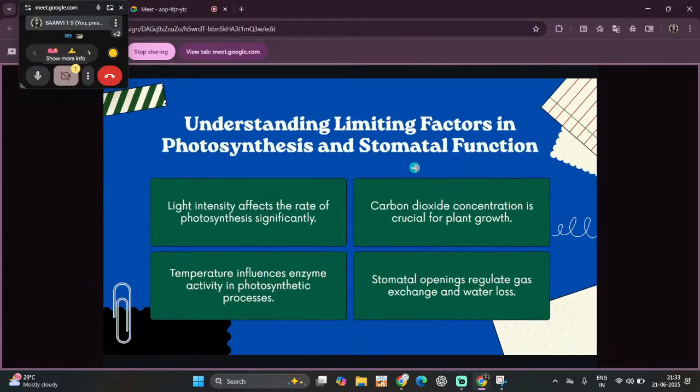So let's understand the limiting factors of photosynthesis and the stomatal function. Light intensity affects the rate of photosynthesis significantly. Carbon dioxide concentration is crucial for plant growth. Temperature influences enzyme activity in the photosynthetic processes. Stomatal opening regulates gas exchange and water loss.